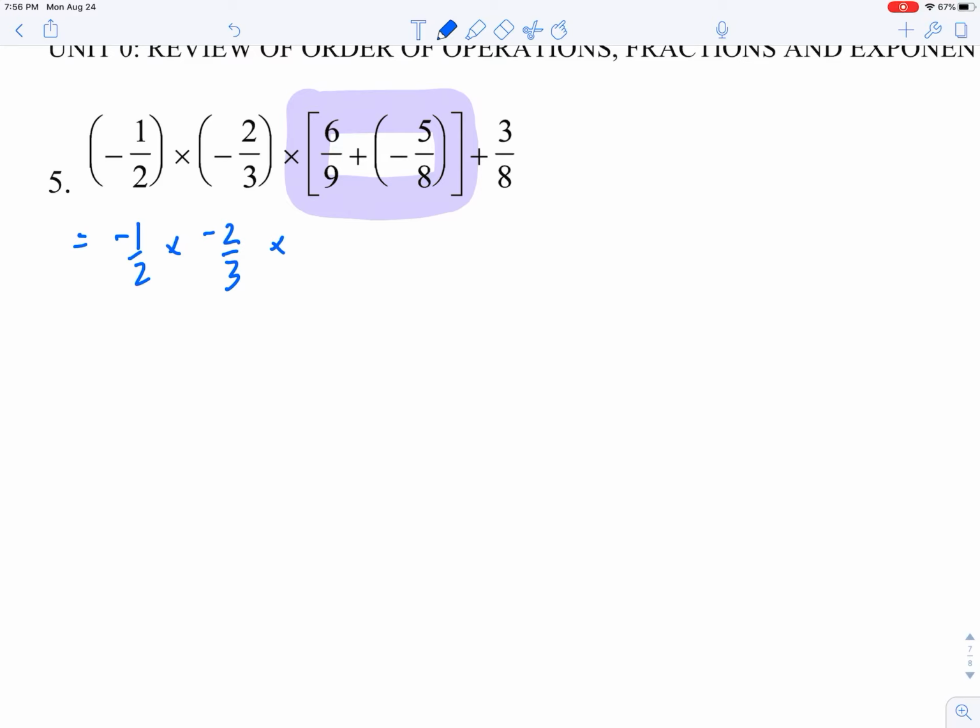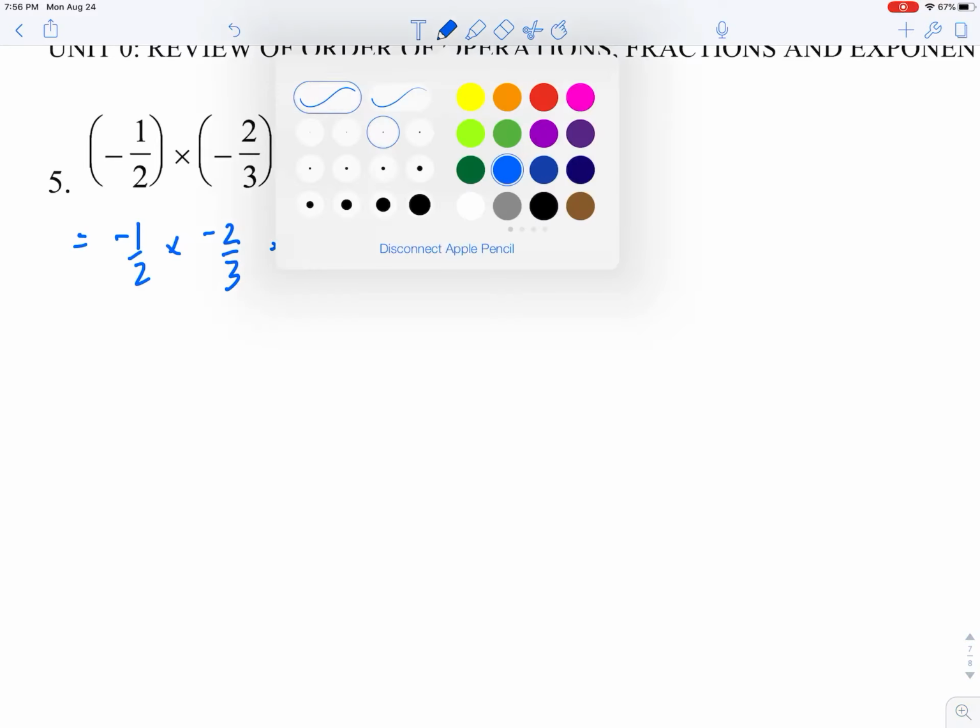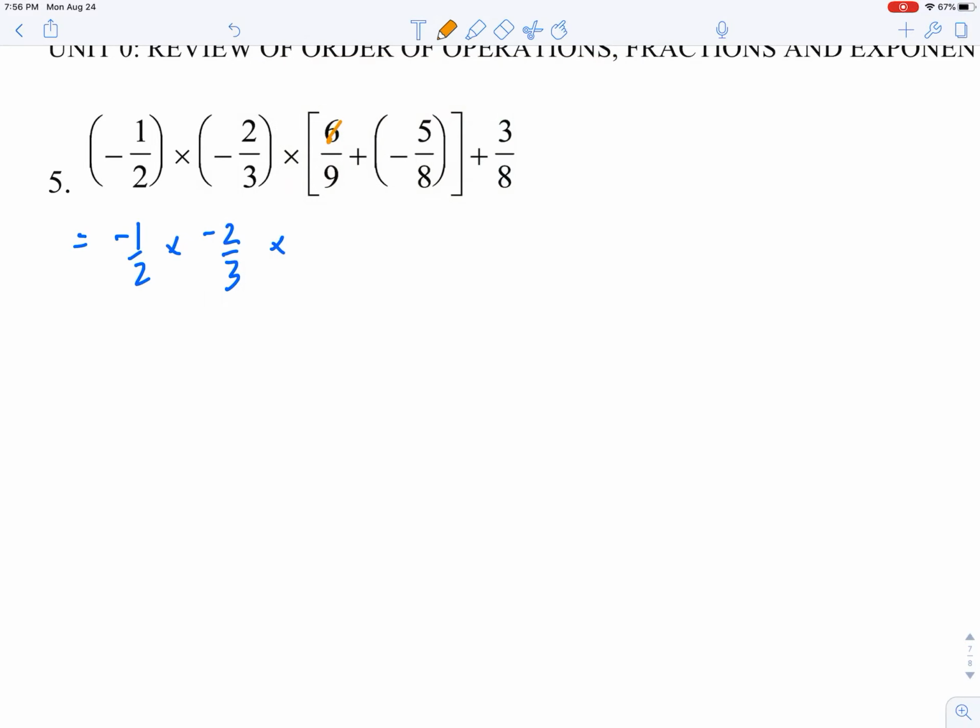I'm going to simplify this to be 2/3, and just explain what I did there. I'm going to divide that by 3. So I get 2, and divide by 3, and I get 3. So 2/3 minus 5/8. So I'll write that as 2/3 minus 5/8 plus the 3/8 at the end.